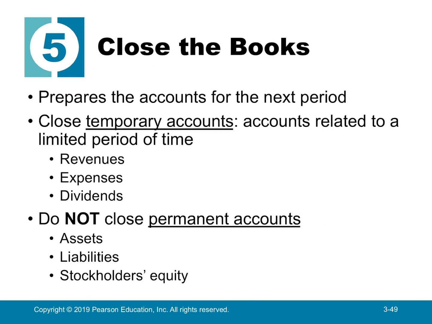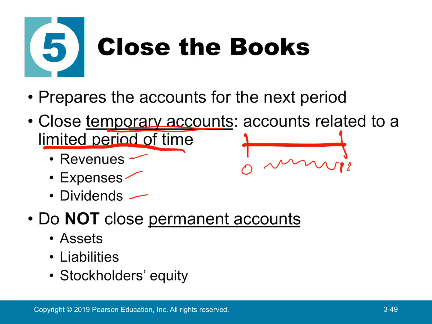And so now we need to close the books. Closing the books sounds much harder than it really is. Effectively, all we're doing is taking some temporary accounts, which are revenues, expenses, and dividends, because they're related to a specific period of time, right? Specific period. So we want to start at 0, see what happens during that period. We end up with some value. And then for the next period, we want to zero this value out and start fresh again, right?